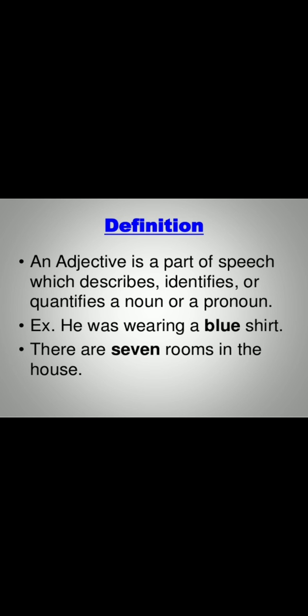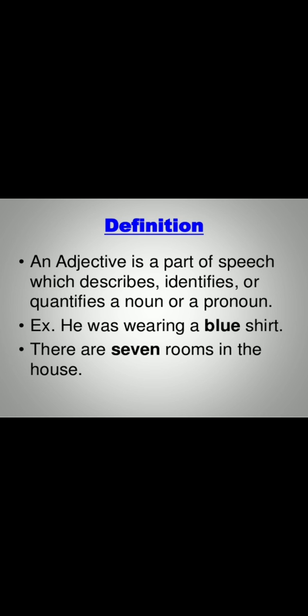What is the definition of adjective? Here we can see an adjective is a part of speech which describes, identifies, or quantifies a noun or a pronoun. For example, he was wearing a blue shirt. There are 7 rooms in the house. Here, blue and 7 are adjectives.